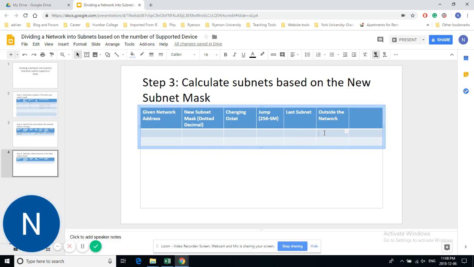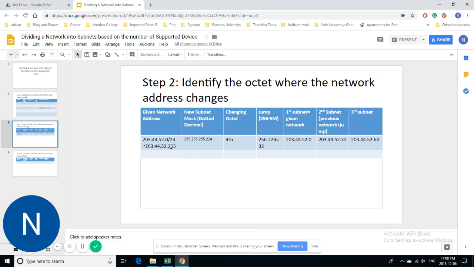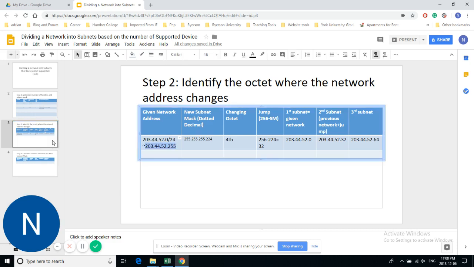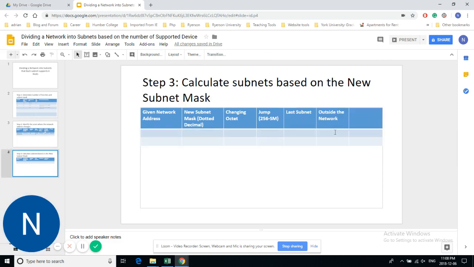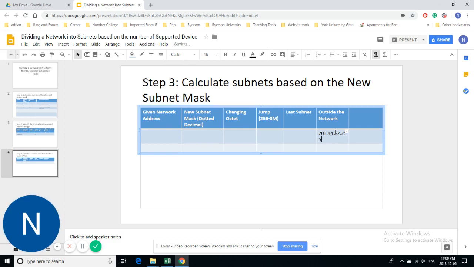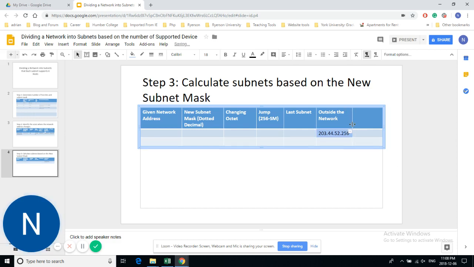That one outside the network would be, let me copy this. If you keep jumping by 32, you will end up here, 256 is an address. However, this is outside the network. So after your last jump, you come to this address. So one jump before this one, that means 32 addresses less than this IP address, is your last subnet address.